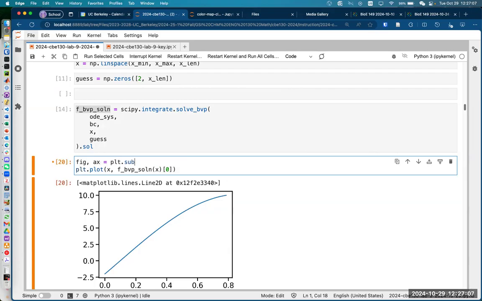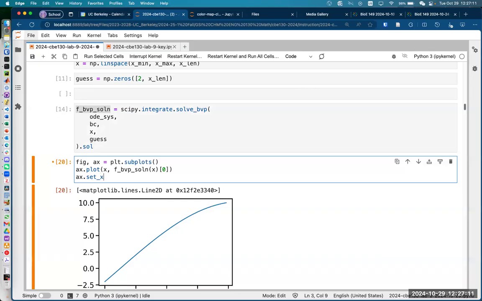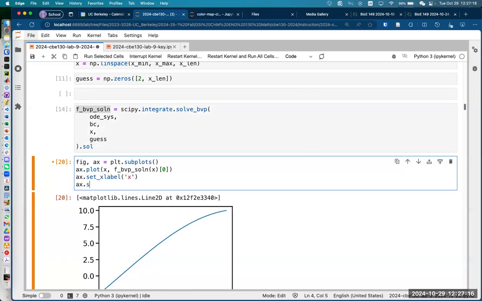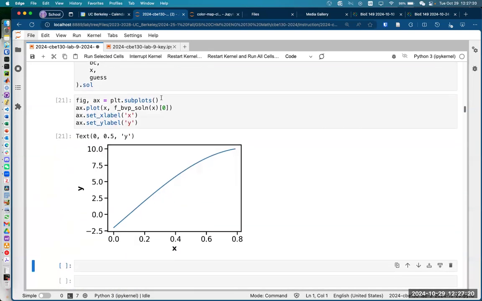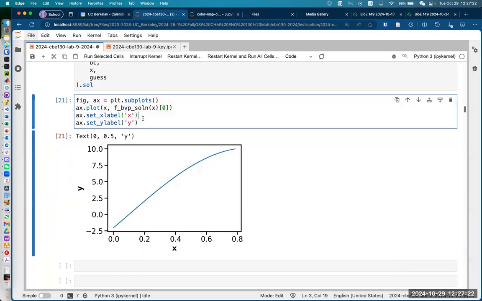So big X is subplots, change these to axes, set the X label as X, and set the Y label as Y. Any question?